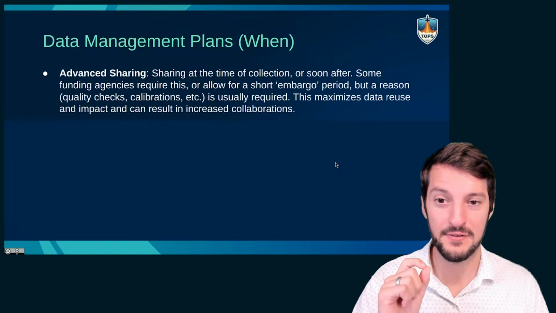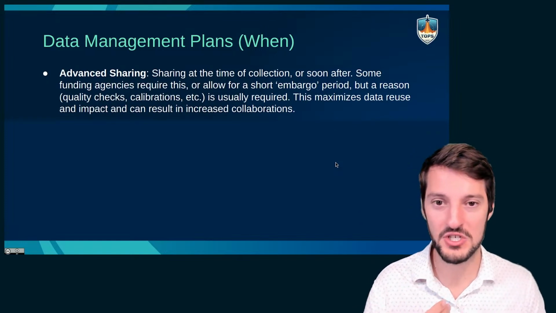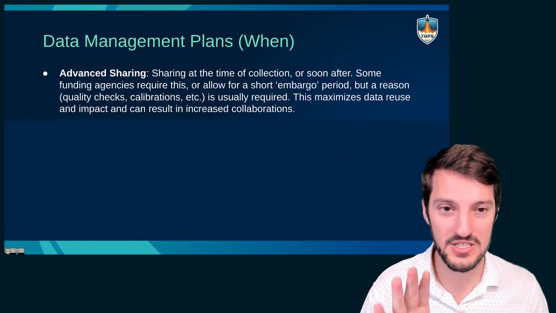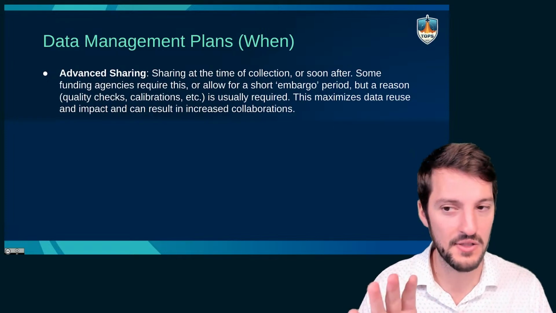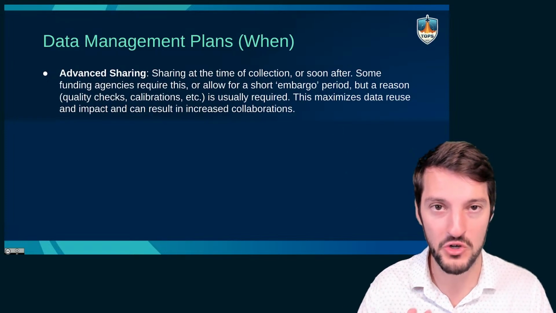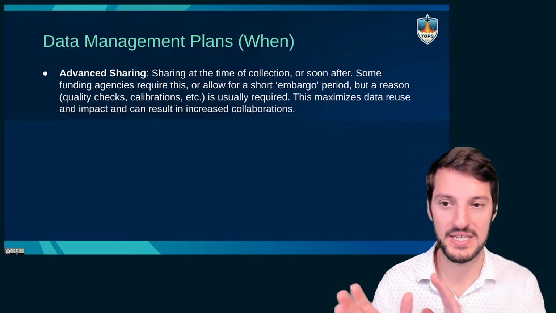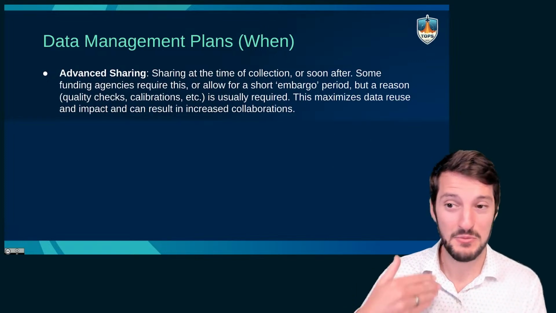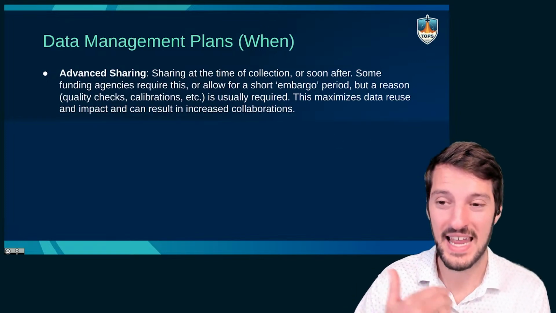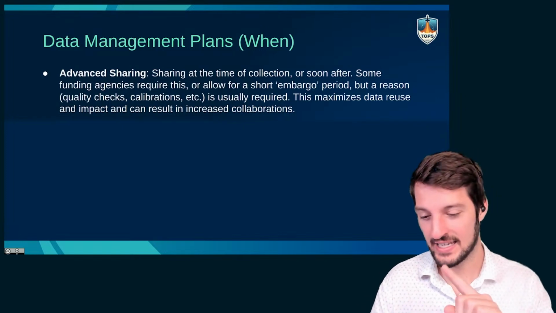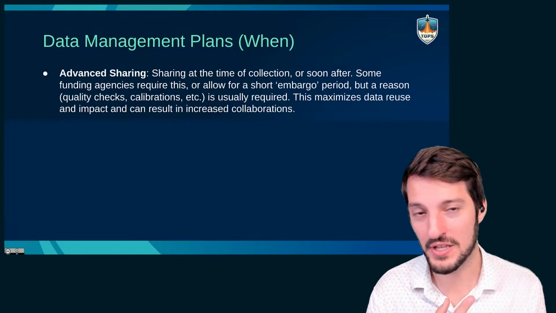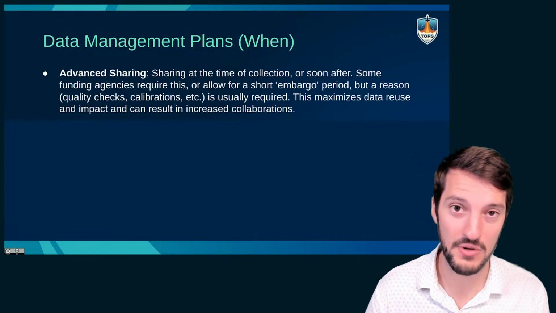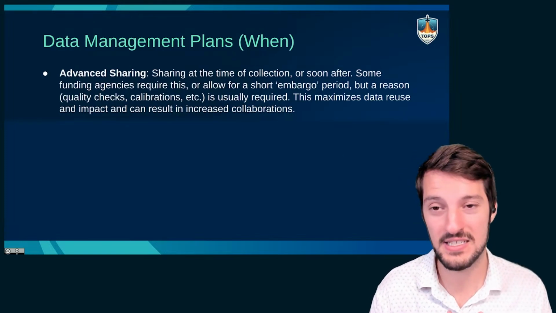First, we have advanced sharing. And so advanced sharing just means that you share data at the time that you collected it or really soon afterwards. Some funding agencies will even require this, or they'll allow what's called a short embargo period. An embargo period just means that I've collected this data, I'm going to share it as soon as I can, but it's in everyone's best interest that I investigate the data to make sure that my machines that were collecting these data were calibrated correctly and make sure there's no artifacts in my data.